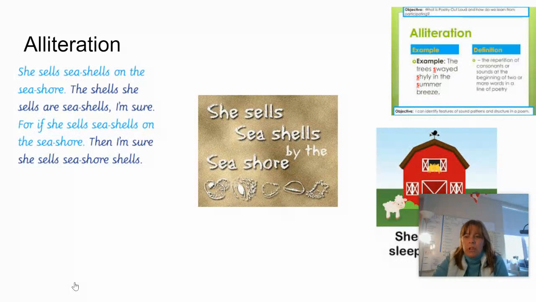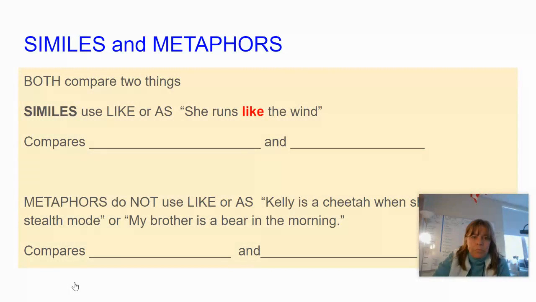Alliteration, used a lot in poetry. Basically, it just is when you take consonants or sounds at the beginning of more than a few words in a sentence. She sells seashells by the seashore, which is a tongue twister. So you see it a lot in poetry and in tongue twisters.